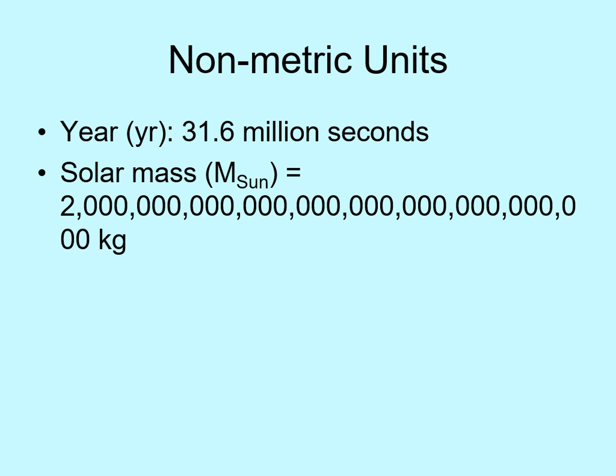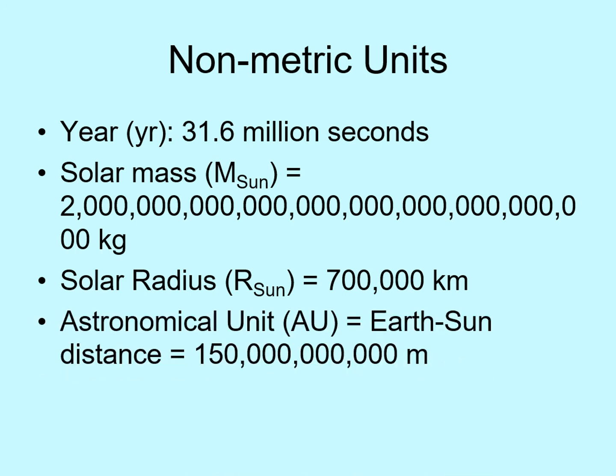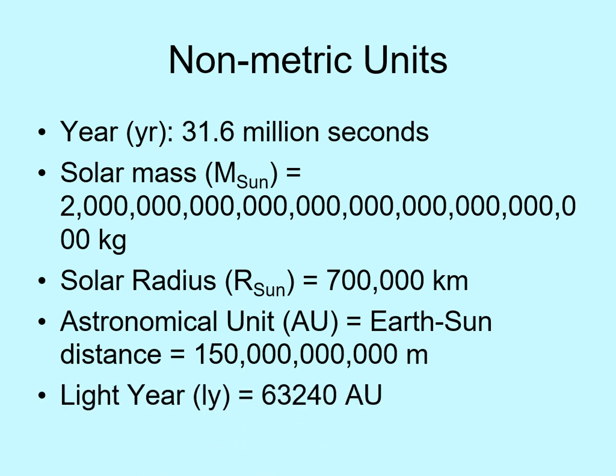We've done a time unit and a mass unit. The last three are distance units. A solar radius is the radius of the Sun. It's about 700,000 kilometers, or 700 million meters. We'll use this to describe the sizes of stars. An astronomical unit is the average distance between the Earth and the Sun. It's about 150 million kilometers, or 150 billion meters.